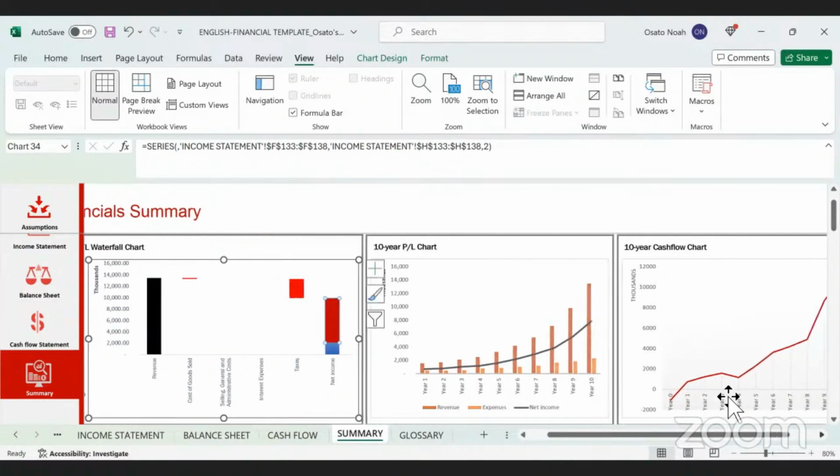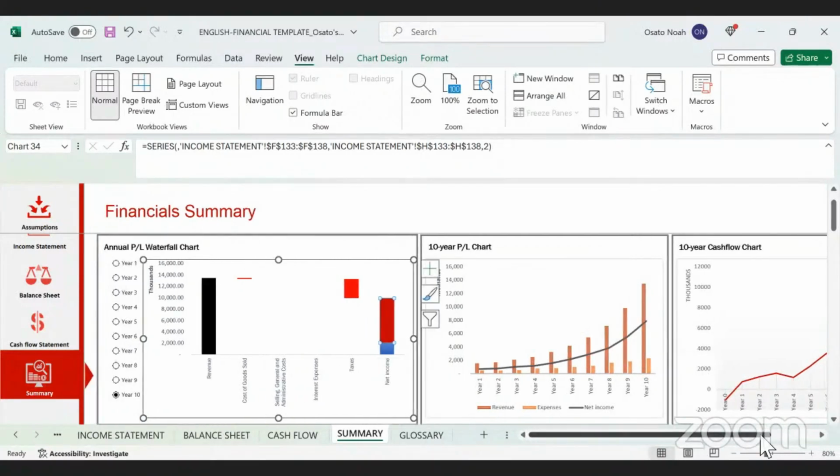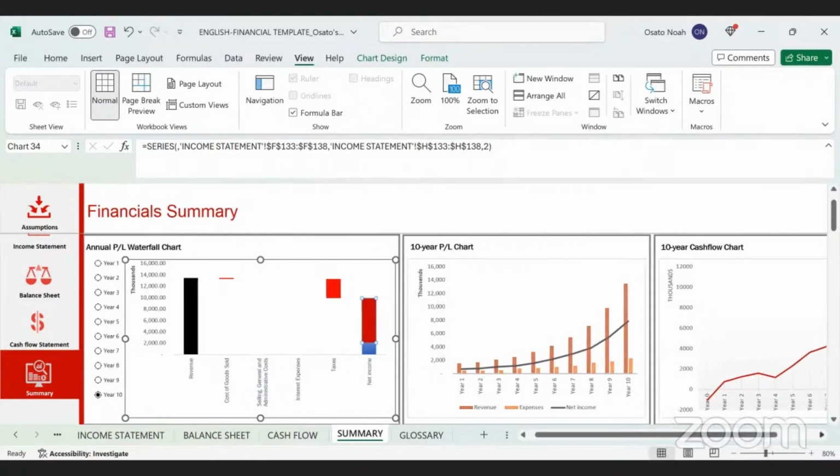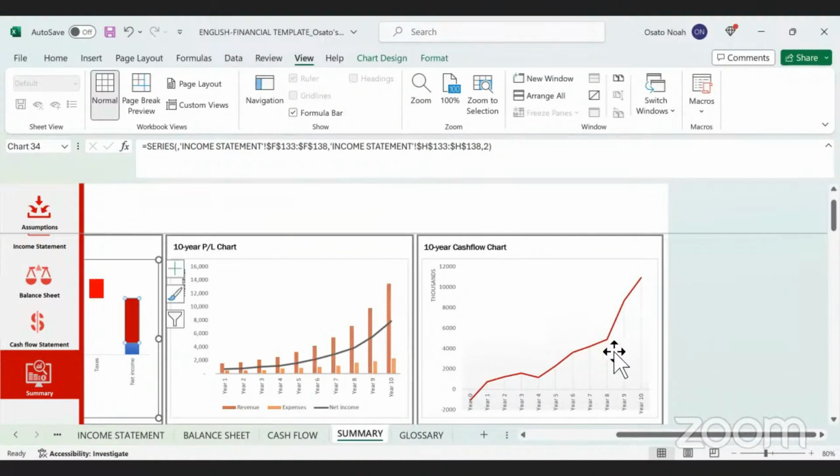Then this just shows us the 10-year P&L, the chart from revenue, expenses, as well as the net income. You can see that net income increased as well as the revenue also increased over the 10-year period. Though costs increased, because the others are higher, we realize that the company is going to stay afloat. This is the kind of business everybody wants to run.